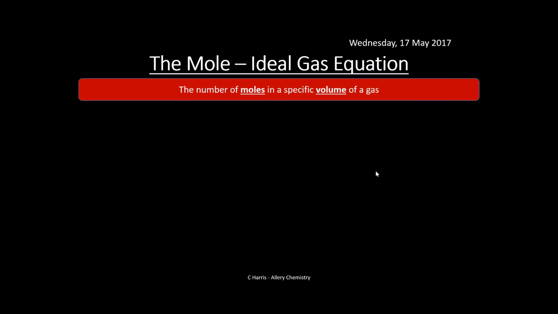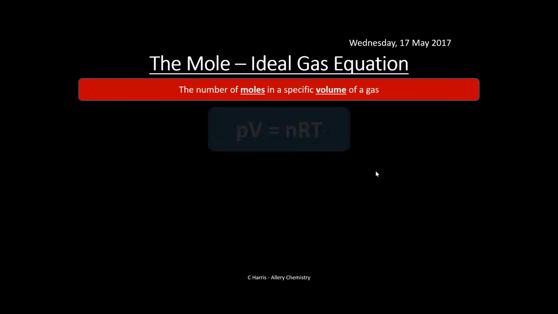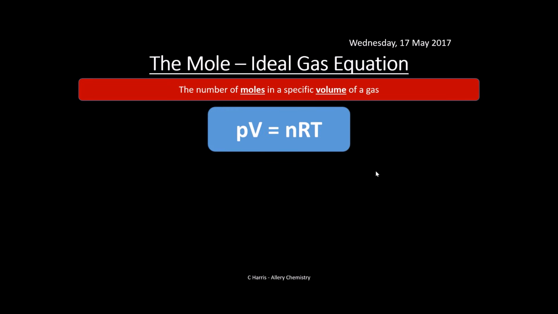Okay, ideal gas equation. Now, this is fine, but obviously these gas equations that we looked at before are restricted, because they assume room temperature and pressure, but gases behave differently at different temperatures, so we need an equation that takes into account varying temperatures. So we call this an ideal gas equation. Basically, this is the number of moles in a specified volume of a gas. So we use this equation here, PV equals nRT.